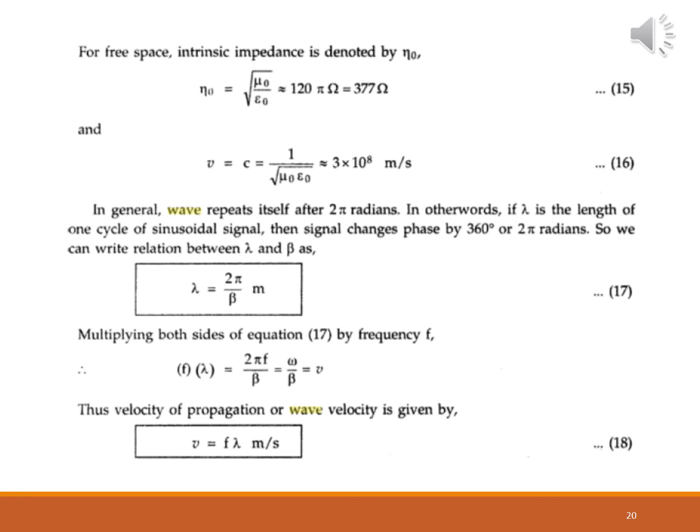Okay, the three expressions for v, there are three different ways in which the velocity of propagation is given: the expression for the intrinsic impedance, the expression for the wavelength, how the wavelength is related with the phase constant. Okay, so all these expressions are important, especially when you do the problems also. You will need to know these equations. You should be knowing them by heart.